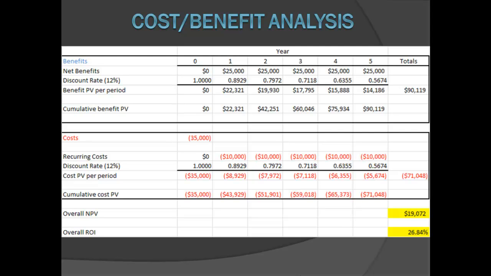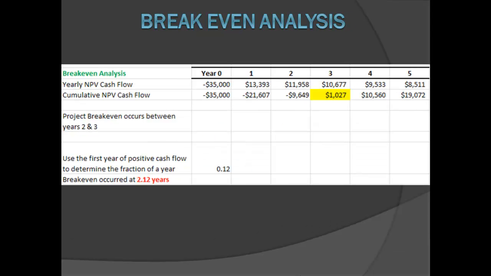At first, we didn't think we would have any revenues for our app. However, we determined that if we put advertisements in our app, we can make upwards of $25,000 a year. Therefore, after 5 years, we think we can make revenues of $19,000 net present value with an ROI of almost 27%. From this, we developed our break-even analysis. According to our estimates, we will break even on our investment after only 2.12 years.